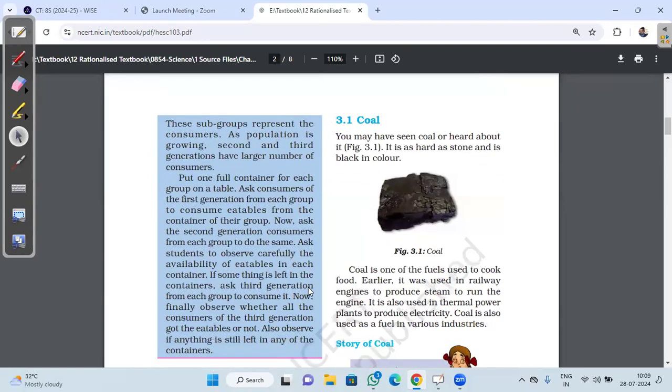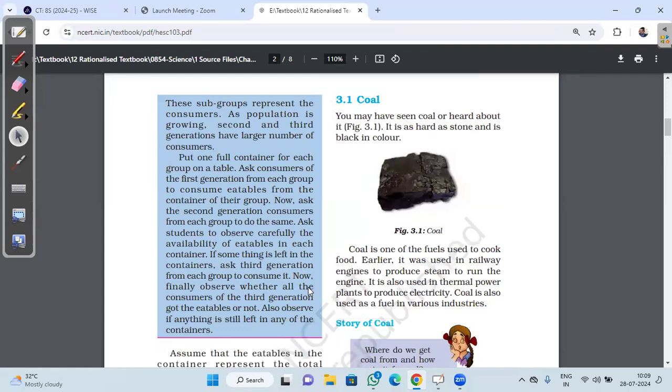Let's study about coal. Coal is a hard stone, black in color. It is very necessary for any nation's development. The development of a nation also depends on the amount of natural resources it has.